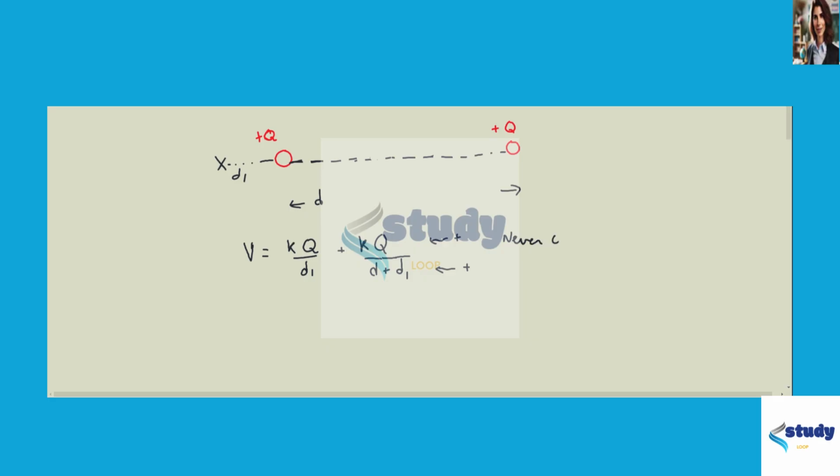unless the observation point x is at plus or minus infinity. And that's kind of disappointing because we want to find points that are not at infinity. Okay, so the potential cannot be 0 at a finite distance.